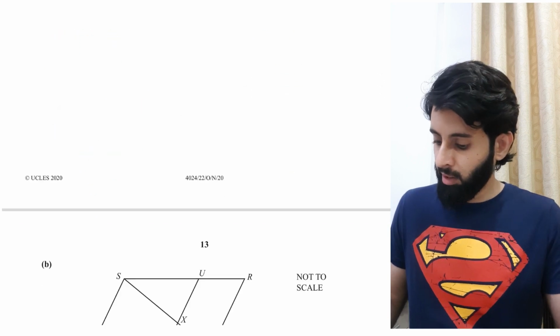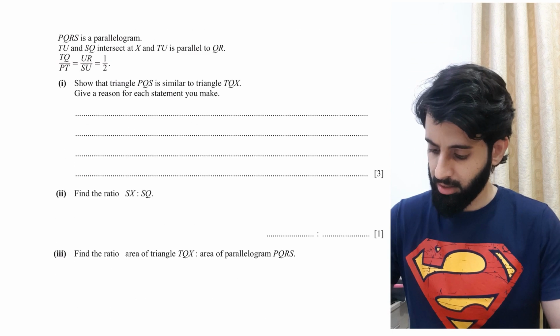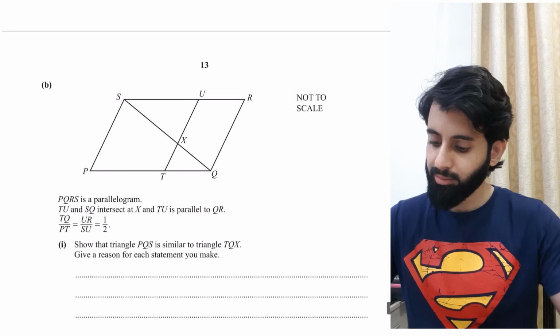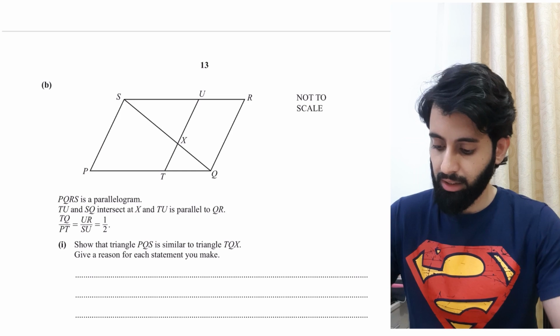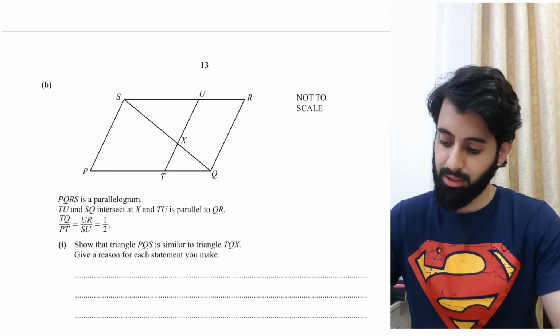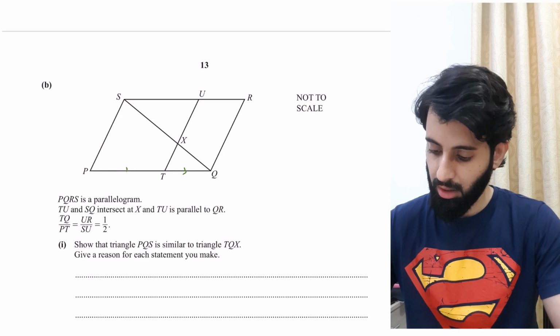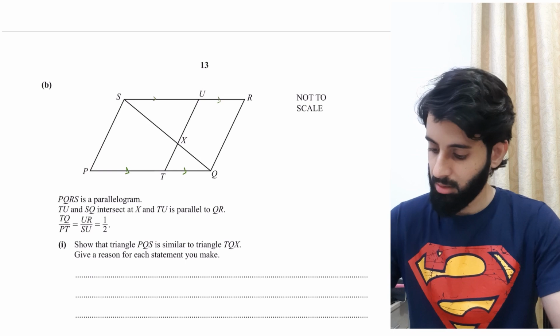Simple. All right, now we come to part B, which by the looks of it is related to similar triangles. So PQRS is a parallelogram. TU and SQ intersect at X, and TU is parallel to QR. TQ is to PT in the same ratio as UR is to SU.